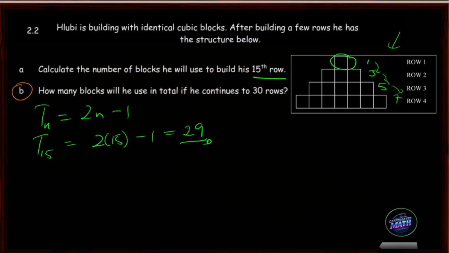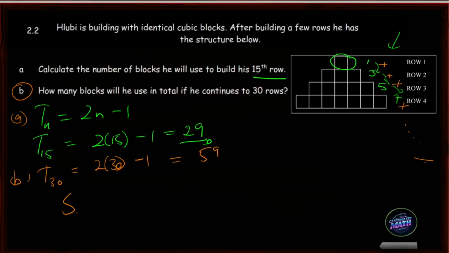For B, we need to know how many blocks he will use in total if he continues to 30 rows. How many blocks will he use in total if he continues to 30 rows? That means we now want to add all the blocks up to whatever the 30th row is. So let's just see how many blocks we have in row 30. That's just going to be 2 times 30 minus 1, and that's 60 minus 1, which gives us 59.